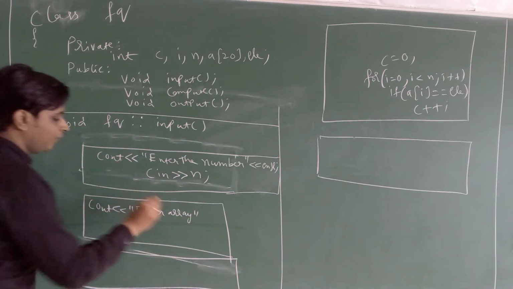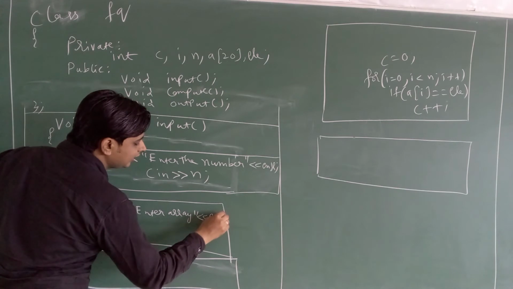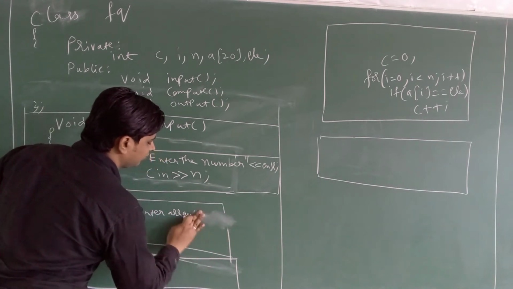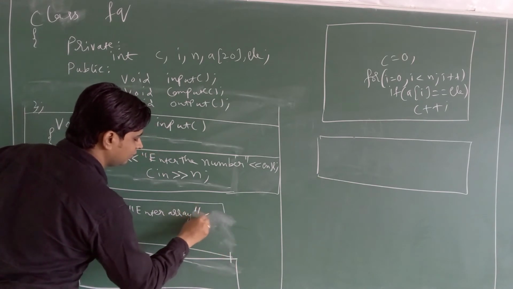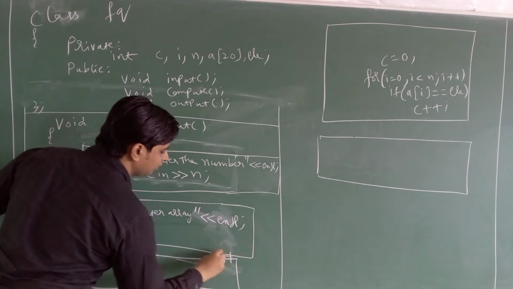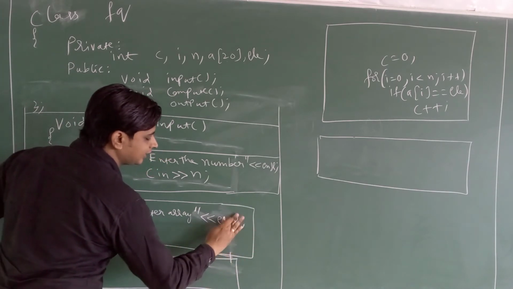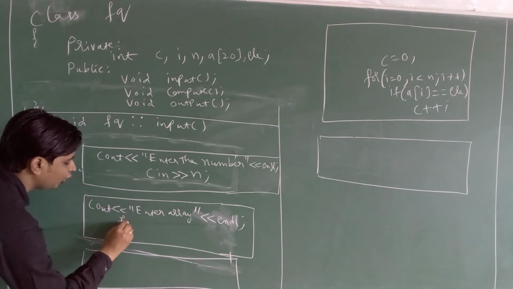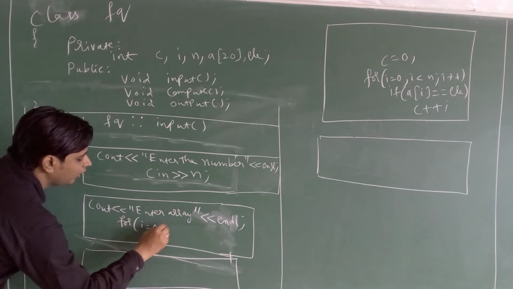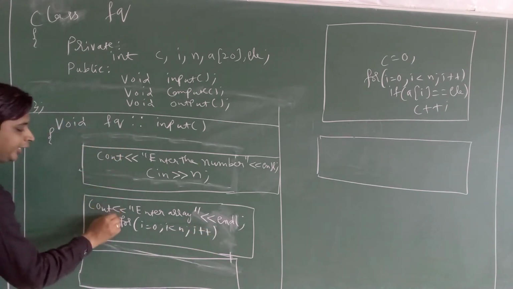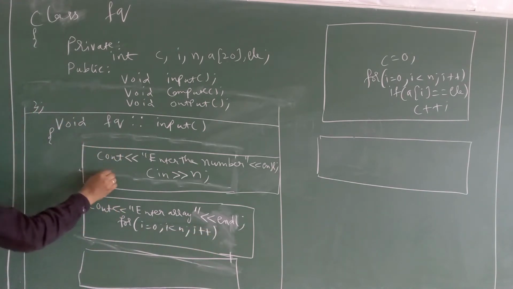Listen very carefully. Whenever you are scanning the array, that is A of I, always you have to use a for loop: for I equal to 0, I less than N, I plus plus. This will be the common input for the first 5 programs. These first 2 will be the common inputs for the first 5 programs.